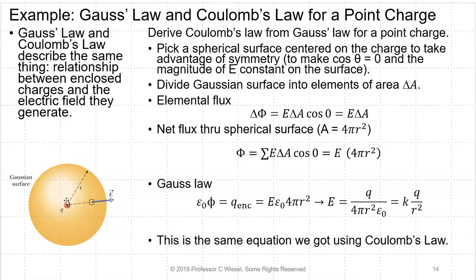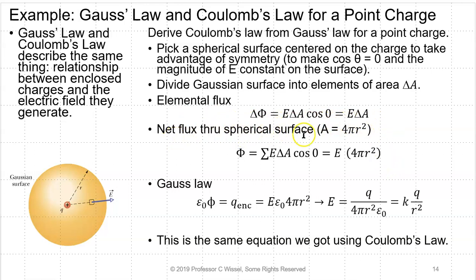We want to make the cosine of theta equal to 1, and we know the magnitude of E is constant on the surface. We're going to divide the Gaussian surface into elements of area delta A. Here's a little one of them right here. The elemental flux will be delta phi equals E delta A cosine 0, or E delta A.